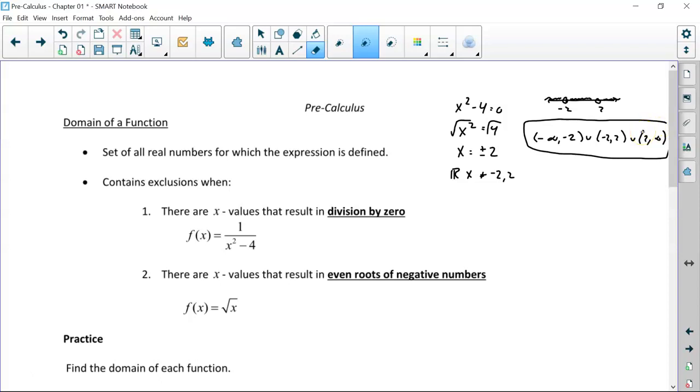Now for number 2, because it's the square root, we want to make sure that x is greater than or equal to 0, because we can take the square root of 0. So if you're going to write that in interval notation, think about the number line. Here's our 0, solid dot. So our interval would be from 0 to infinity. That would be the domain for that example.